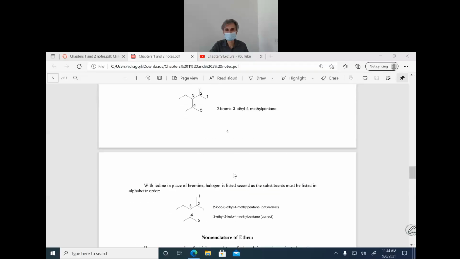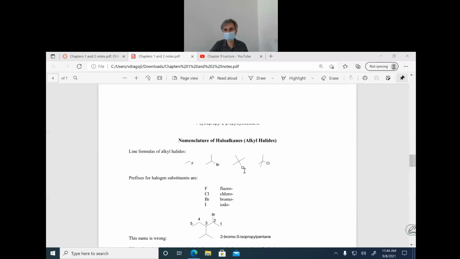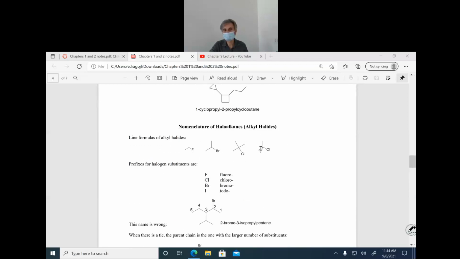Okay, in the line formulas of alkyl halides, what is the difference between the 2 Cl formulas listed? There is no difference. I think what the student is referring to are these 2 formulas in this line, the formula third from the left and fourth from the left. There is no difference. They are identical. And you need to know that they represent the same compound.